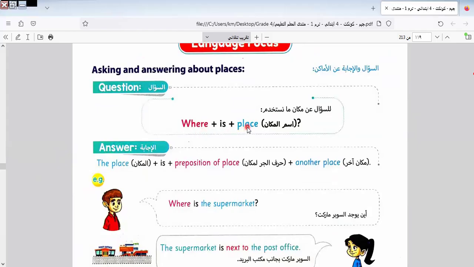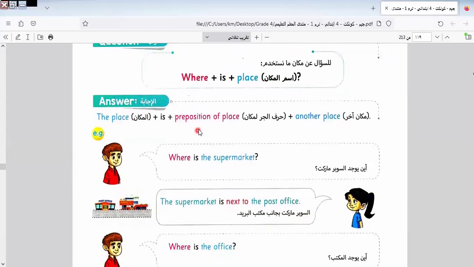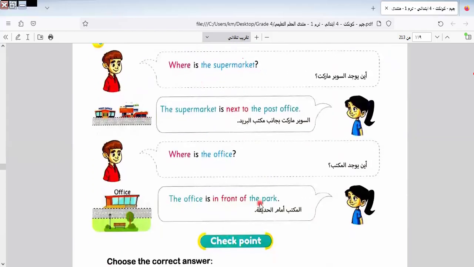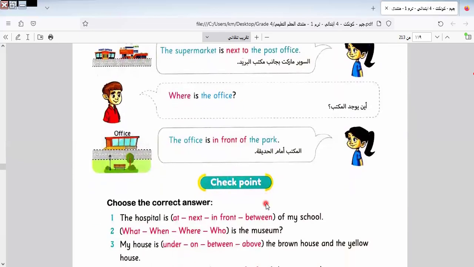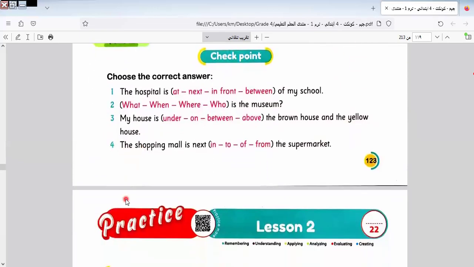Where is the place? So here, as we told you, we use where to ask about place. Where is the supermarket? Next to the post office. Where is the office? In front of the park. Let's go to another one here.